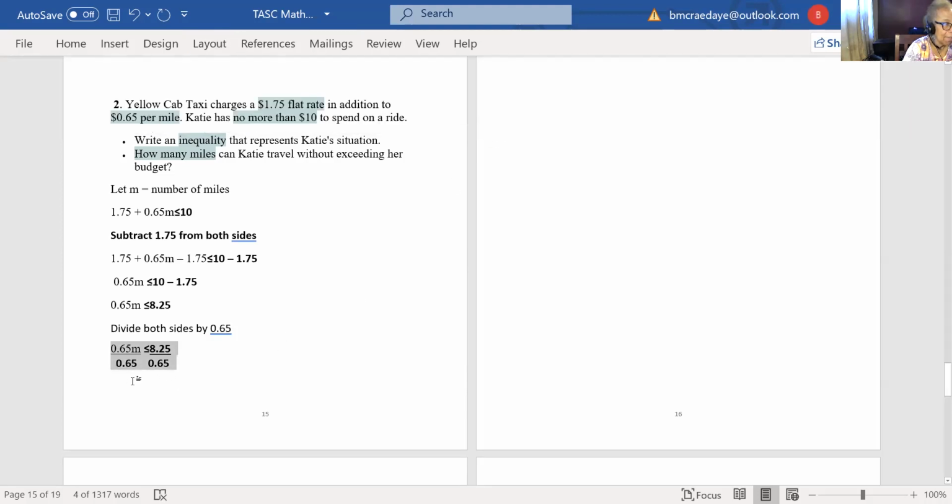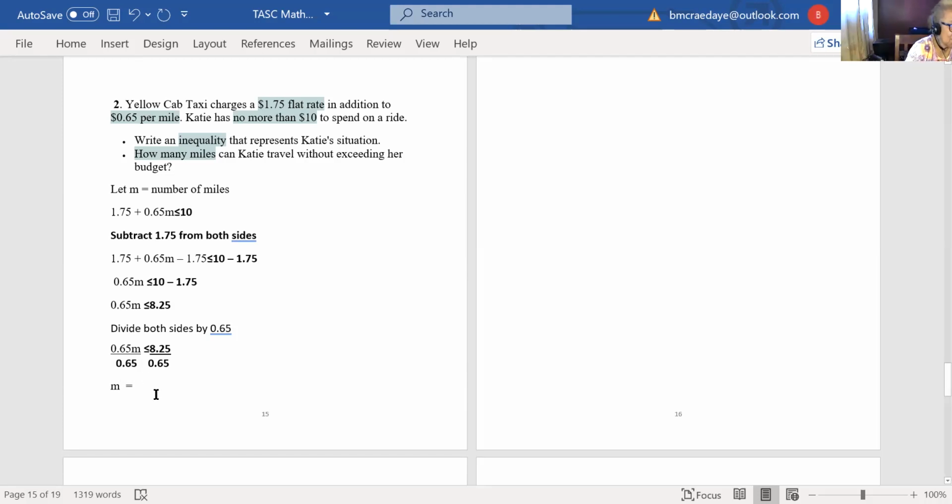So what do we get on the left side, Vanessa? We have m remaining. Just m, and this is the small m, just be consistent. So what's 8.25 divided by 0.65? Have your calculator? 8.25 divided by 0.65. What is that equal to?